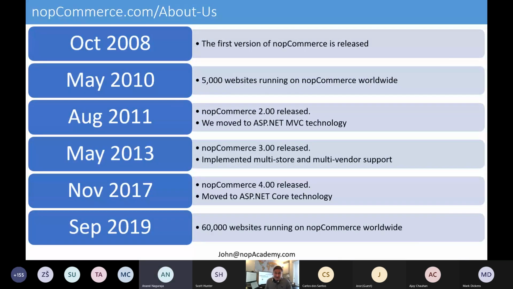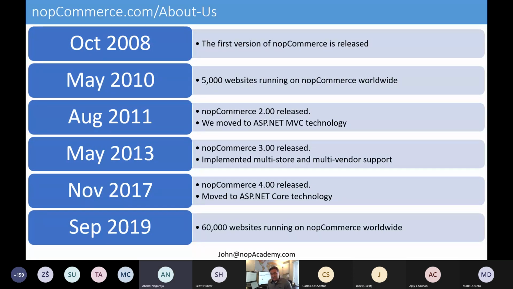So nopCommerce, I guess it's come up around a little over 12 years since they first released. A couple of years after they came out, they had about 5,000 active sites. In 2011, they released their 2.0 version and switched from web forms to MVC. In 2013, they released their 3.0 with a lot of different features, including multi-store and multi-vendor support.